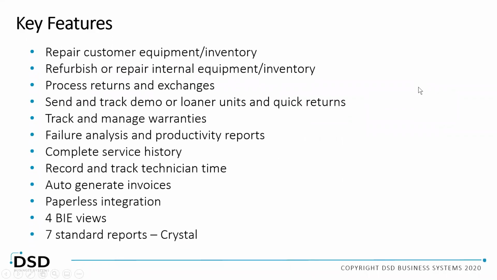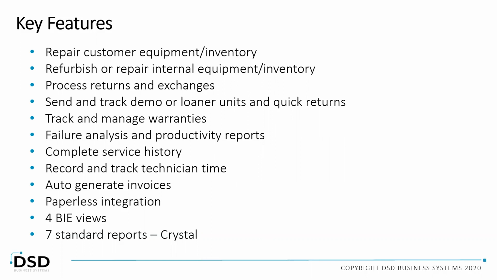Some of the key features: it is for repairing customer equipment or inventory. You can refurbish or repair internal equipment or inventory. You can process returns and exchanges. It has the ability to track demo or loaner units that you send out on your service orders. You can track and manage all of your warranties. You can get failure analysis and productivity reports.